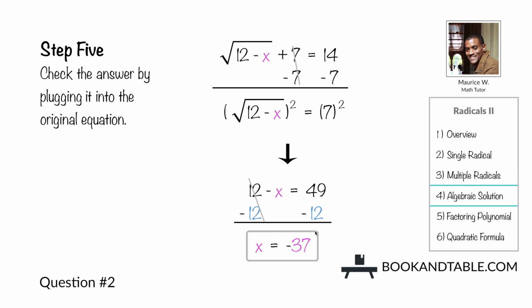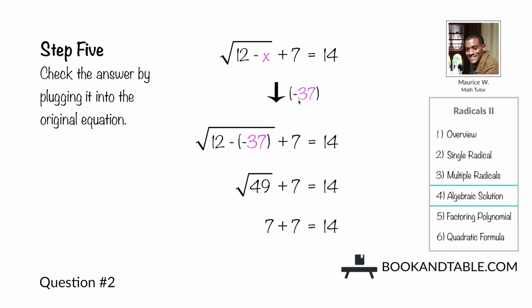And then step 5, check the answer by plugging it into the original equation, radical 12 minus x plus 7 is equal to 14. When we plug in negative 37 for x, we wind up with 12 minus negative 37. Minus a negative becomes plus.